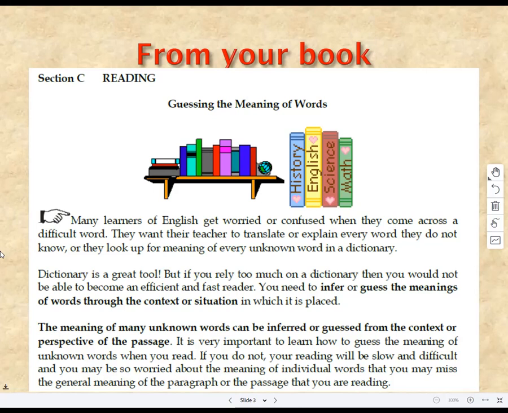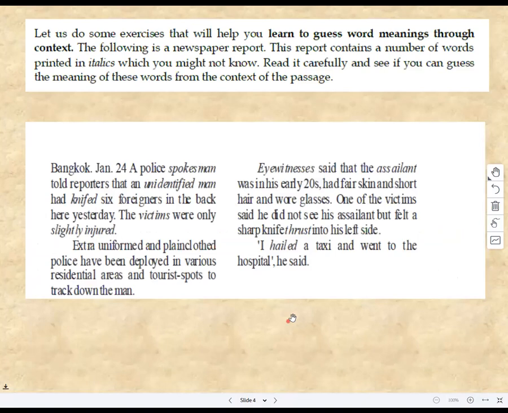So you need to infer or guess the meanings of words through context or situation in which it is placed, right? The meaning of many unknown words can be inferred or guessed from the context or perspective of the passage. It is very important to learn how to guess the meaning of unknown words when you read. If you do not, your reading will be slow and difficult, and you'll always be worried about individual words and you won't get the bigger picture, because the goal is to finish the reading, not to understand each and every word. Now, what we can do is we can learn to guess word meanings through context.